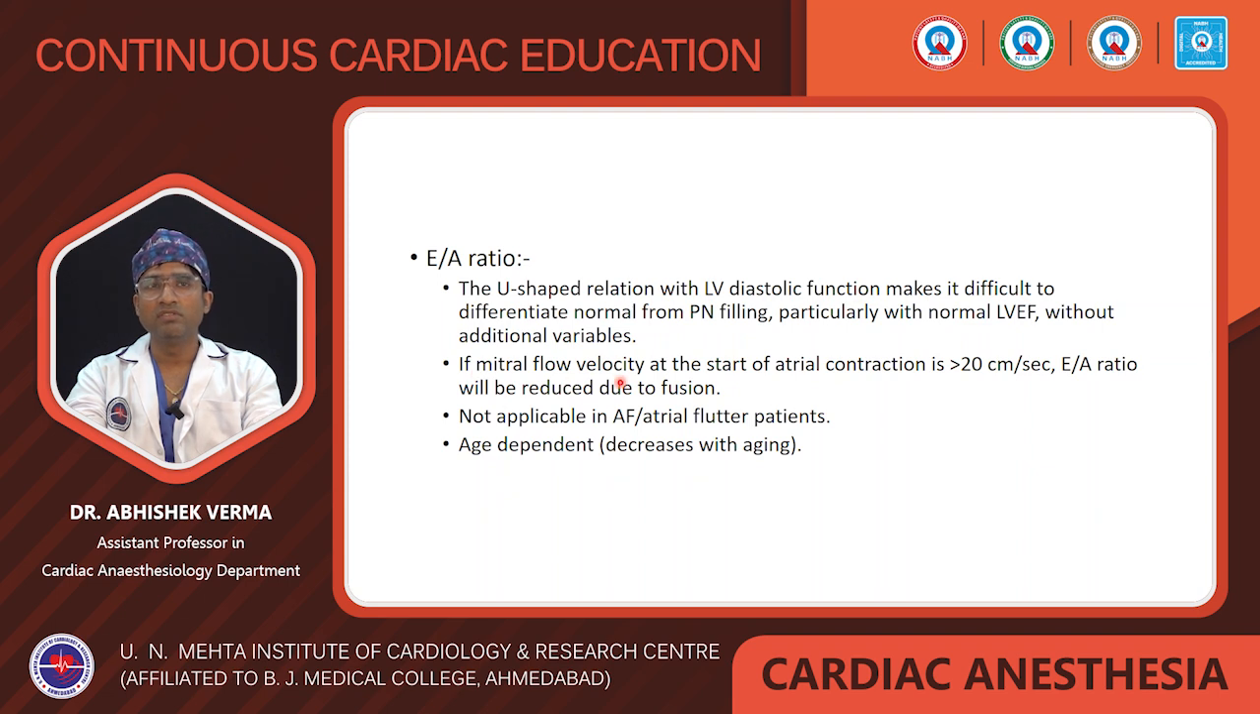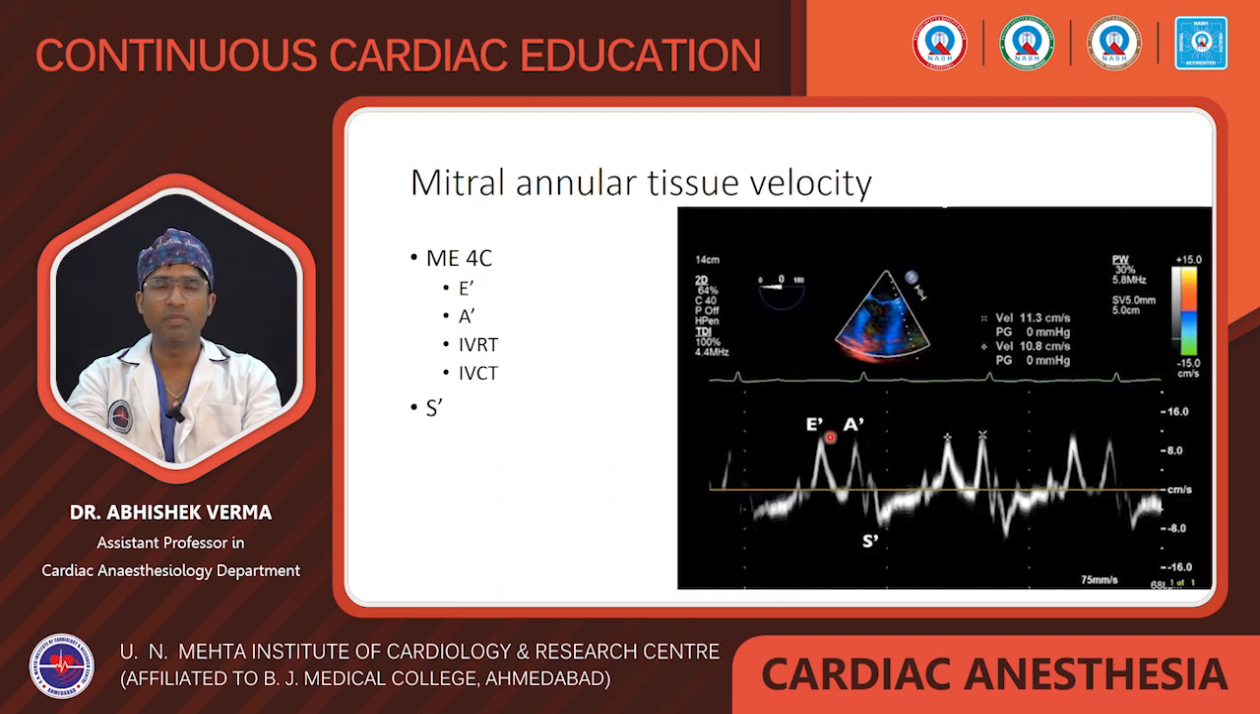If the mitral velocity at the start of the atrial contraction is more than 20 centimeters per second, then the E by A ratio will be reduced due to the fusion of the E and A. It is also not applicable in AF and atrial flutter, and is also age dependent.